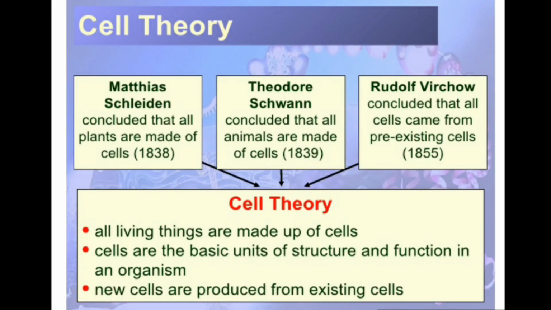And what does the cell theory say? That all living things are made up of cells. Cells are the basic unit of structure and function in an organism, and cells are produced from existing cells.